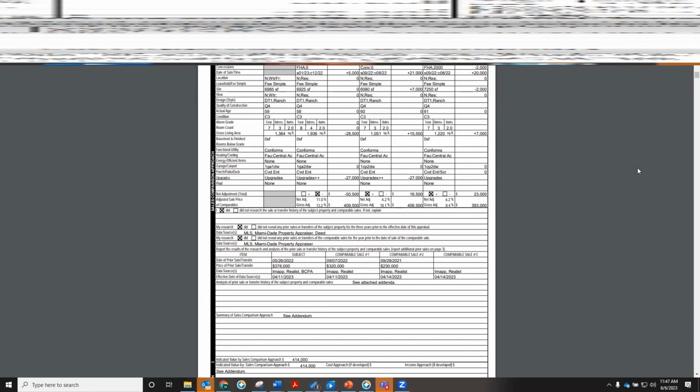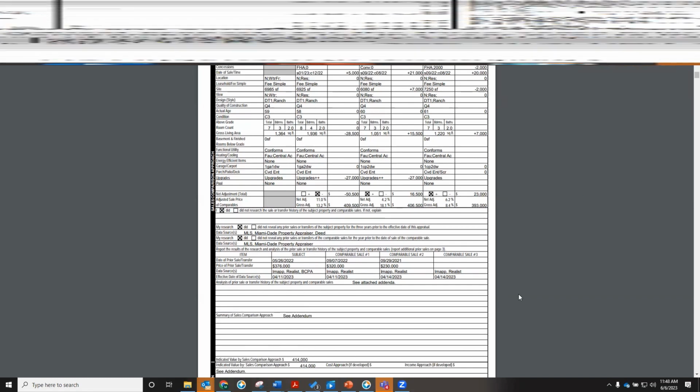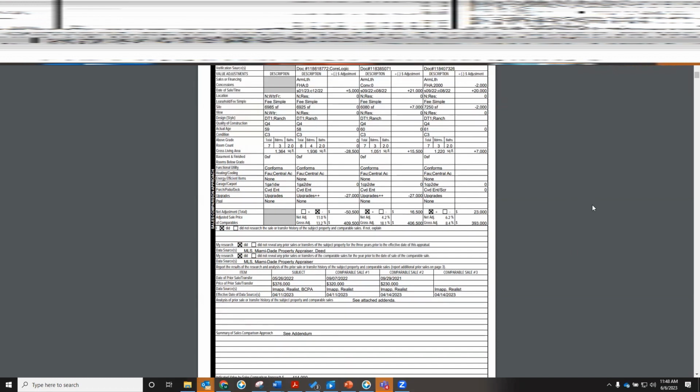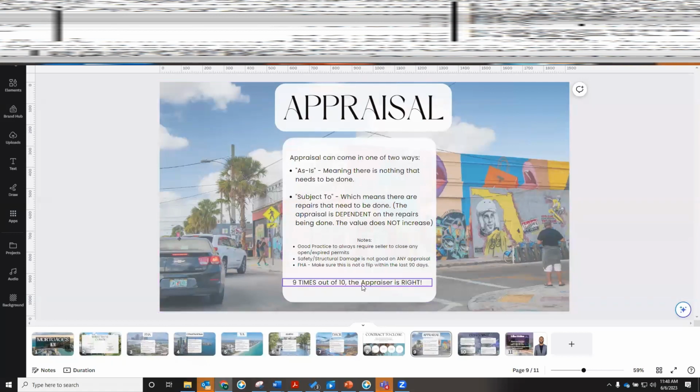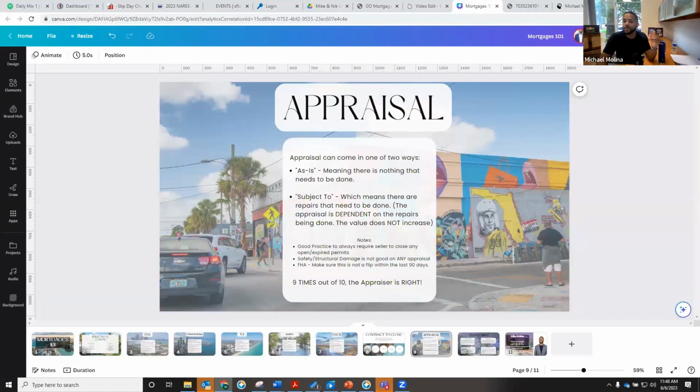So I sent it back to her. I didn't even submit the dispute. I gave her my points and I said, let me know what you want to do. And she emailed back and she said, I'll talk to the seller about lowering the purchase price. And so they agreed on 414,000, and the buyer still got seller credit as well, right? So that's my point. What I'm trying to get to is 9 times out of 10, the appraiser is right, right?